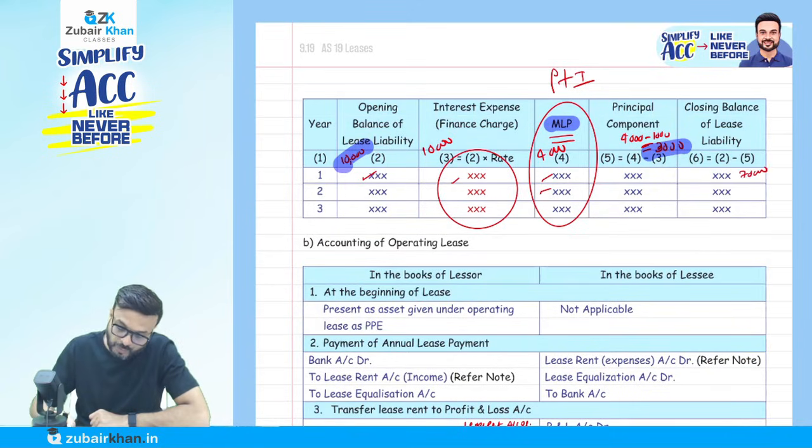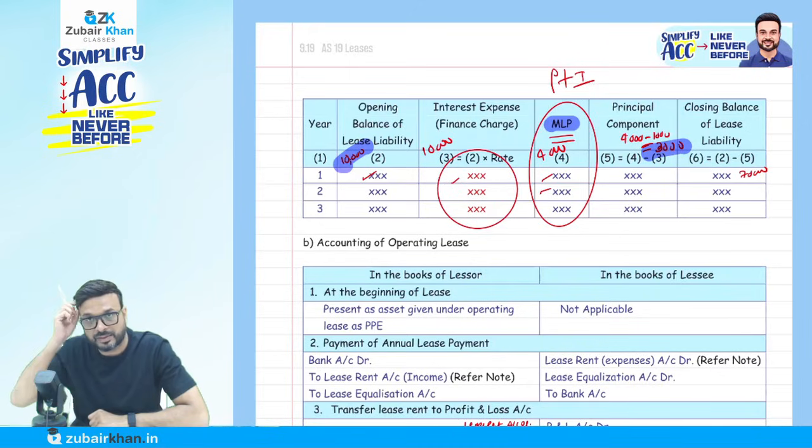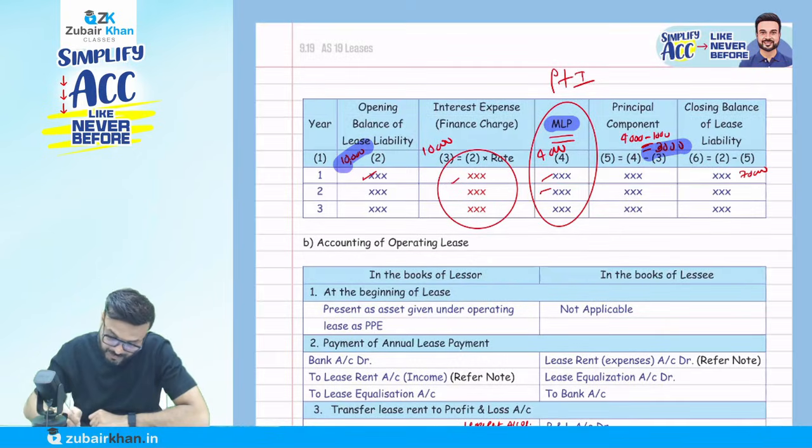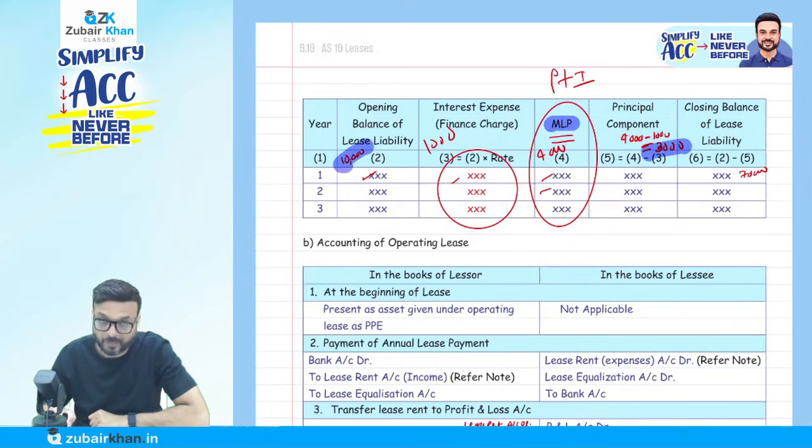7,000. Or you can say the opening was 10,000, and the interest component was how much? 1,000, so 11,000. We have paid 4,000, minus 4,000, so the closing balance will come to 7,000.